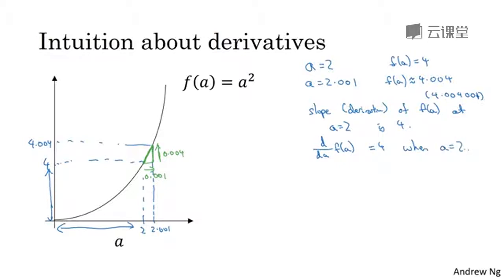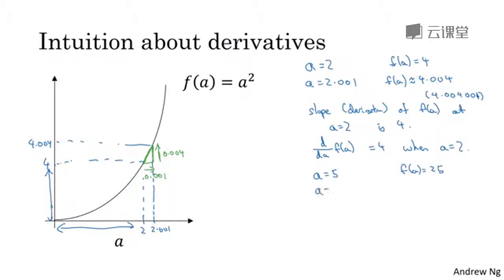Now, one thing about this function f of a equals a squared is that the slope is different for different values of a. This is different than the example we saw on the previous slide. So let's look at a different point. If a is equal to 5, so instead of a equals 2, we now have a equals 5, then a squared is equal to 25. So that's f of a.